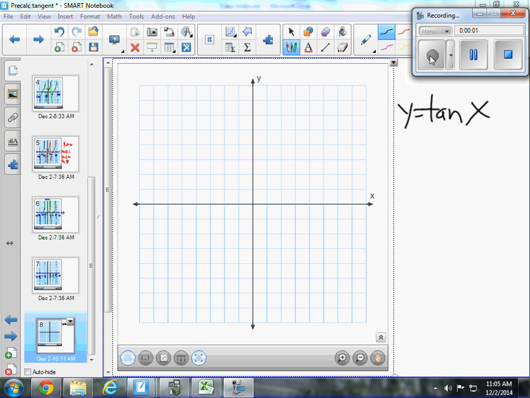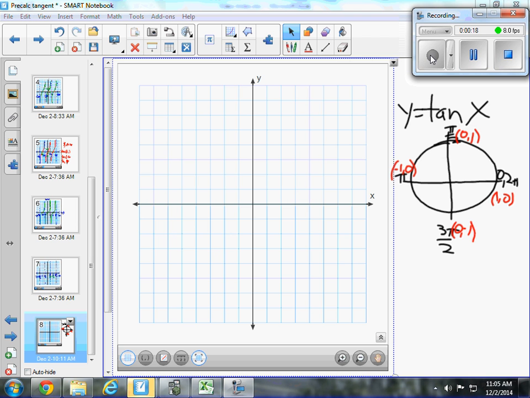I want to talk about how to graph the tangent functions. We're just going to talk about the parent function y equals tangent x. One of the things I'm going to start with is a unit circle. So I'm drawing my little unit circle, and I put in all my points and their coordinates so that you can see them.